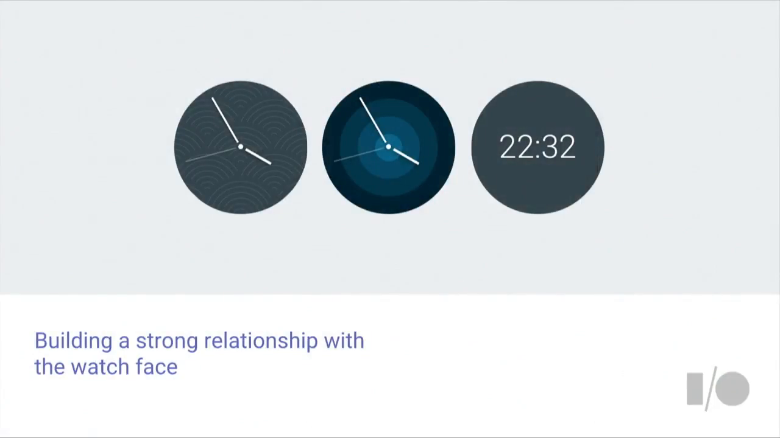Building a strong relationship with the watch face is also very important. You don't want your complications to seem like an afterthought. So here are some things to consider. Use color to tint the data. This will help create better harmony with the watch face. Decide whether your complications need containers or not. You can see in this example in the middle, we've removed the containers just to help the complications better integrate into the watch face.